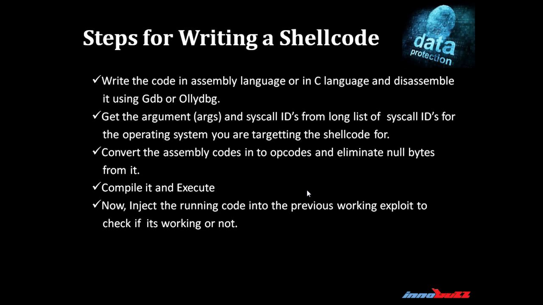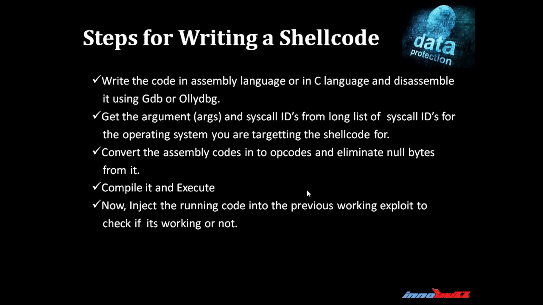As we are nearing the end of this module, the final discussion will be about the construction of shellcode. Once again, for the sake of clarity, I shall attempt to list out the process in a sequential manner. The steps of writing a shellcode are as follows. Write the code in assembly language or in C language and disassemble it using GDB or OllyDbg. Get the argument and system call IDs for the operating system you are targeting the shellcode for.